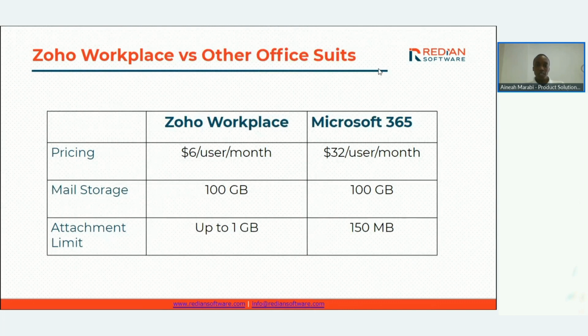So why choose Workplace over other office suites? First is the pricing. As you can see, Zoho Workplace is relatively low in pricing compared to its competitor, at $6 per user per month. In terms of mail storage, they're fairly equal, both offering up to 100 GB of storage. For the attachment limit, Zoho Workplace enables you to attach files of up to 1 GB in size, while other office suites allow only 150 megabytes of attachment.